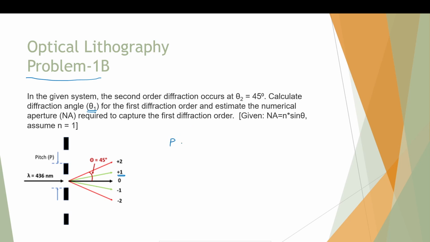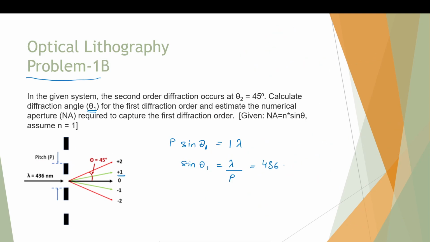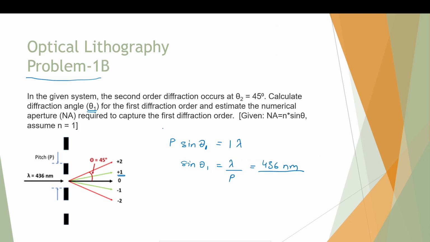Again we can use the same formula, P sin theta for theta equal to plus 1. So, I will write it as sin theta 1 is equal to n is 1, lambda. So, sin theta 1 is equal to lambda upon P. This is straightforward. We just put the value of lambda. Lambda was 436 nanometer upon P, which we just determined in the last question, P is 1.23 micrometers. So, on solving, theta 1 is nothing but sine inverse of this.